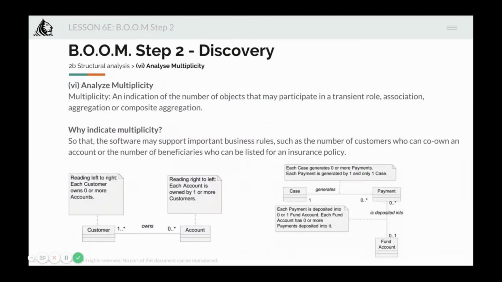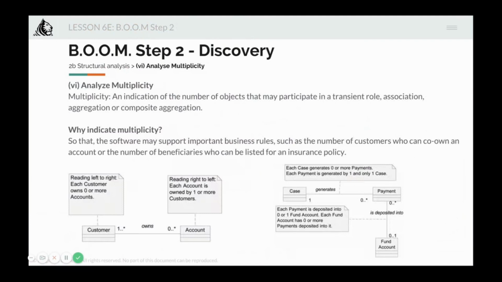So in the insurance claim, each case object generates zero or more payment objects, right? Each payment object is generated by one and only one case object. So there's only one case object, but there can be multiple payment objects, correct? Because a particular case may produce zero payment objects, and at the same time it may also generate multiple payment objects depending on the criteria fulfilled.